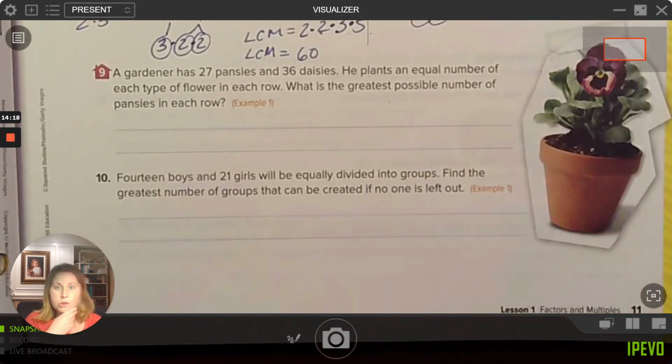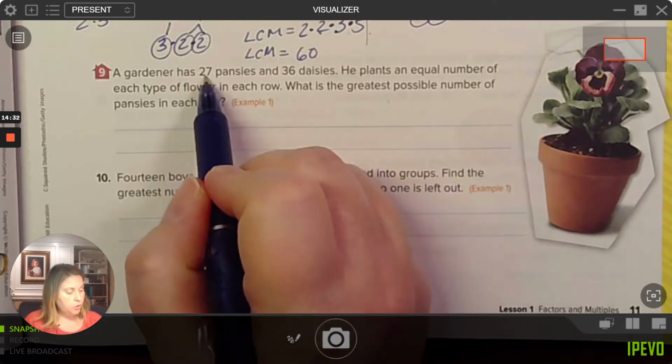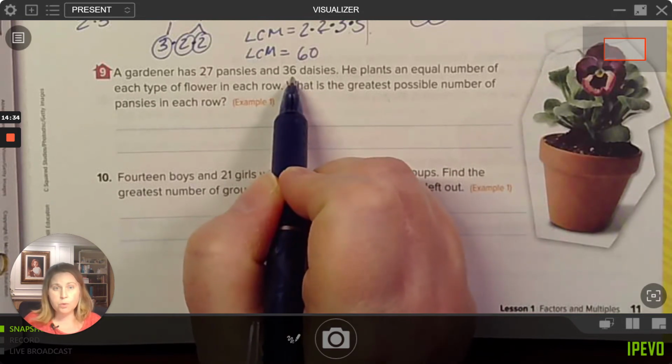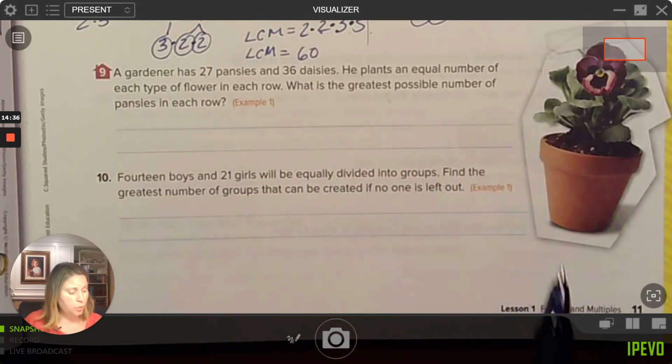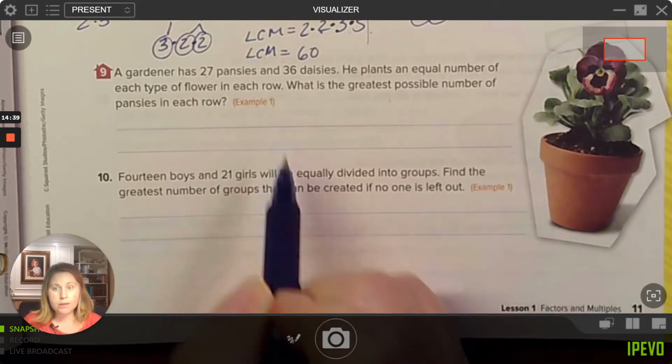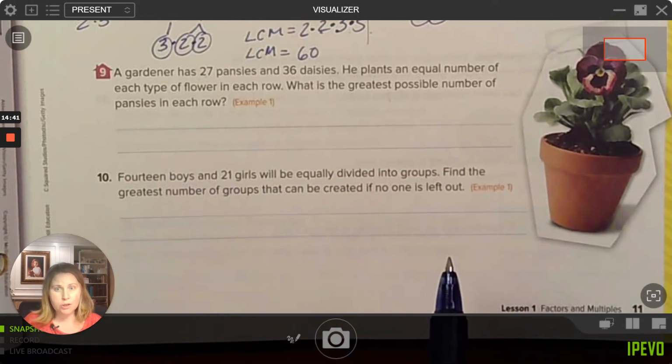A gardener has 27 pansies and 36 daisies. He plants an equal number of each type of flower in each row. What is the greatest possible number of pansies in each row? So we have these two numbers, and we're trying to plant them in rows with equal number of flowers. So 27 pansies, 36 daisies, and we want our rows to match up.